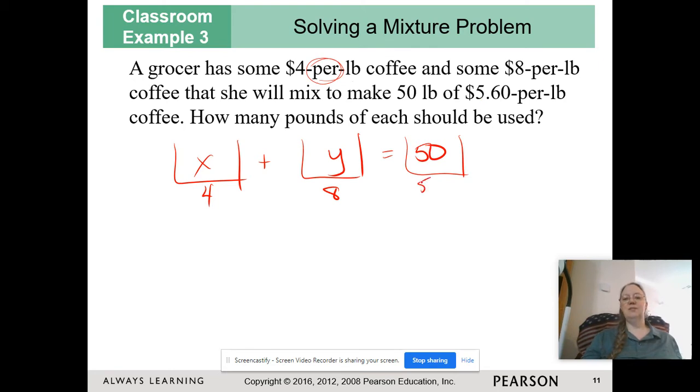at $5.60 per pound. Guys, there will be a mixture problem on the test. There will be a mixture problem on the semester exam. So learn how to do it. It's not that hard.